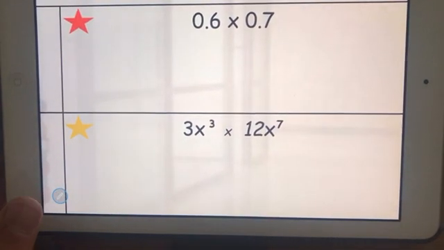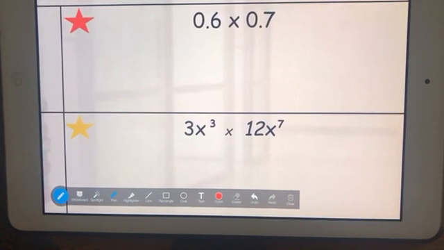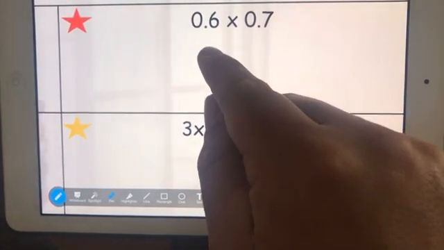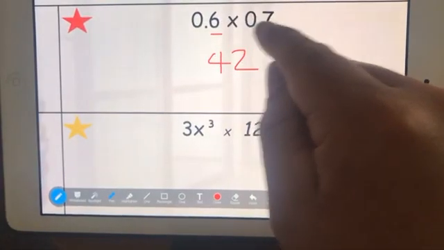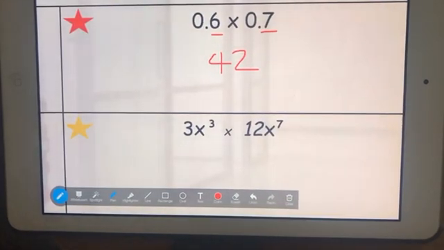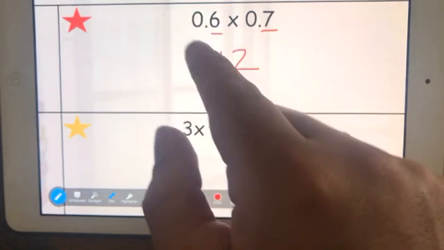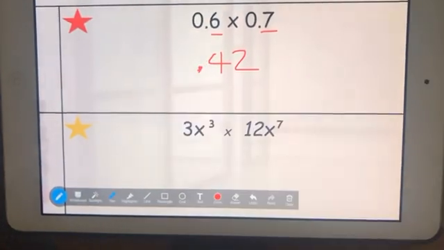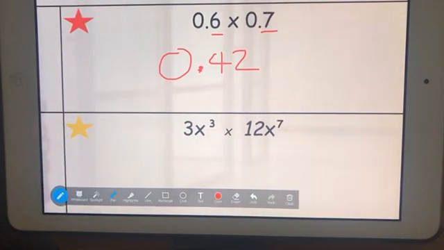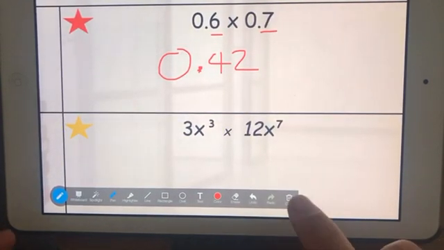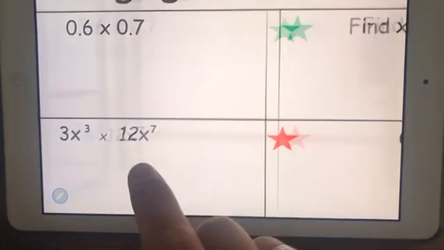0.6 times 0.7. Do it. Imagine the decimal points aren't there. So 6 times 7 is 42. That's an easy one. Then in my question, I've got 2 numbers after the decimal point. So I've got to come back 1, 2, put a decimal point in there. Okay, if it's a decimal point, there's got to be a 0 before it. 0.42. 1 point. Next one.